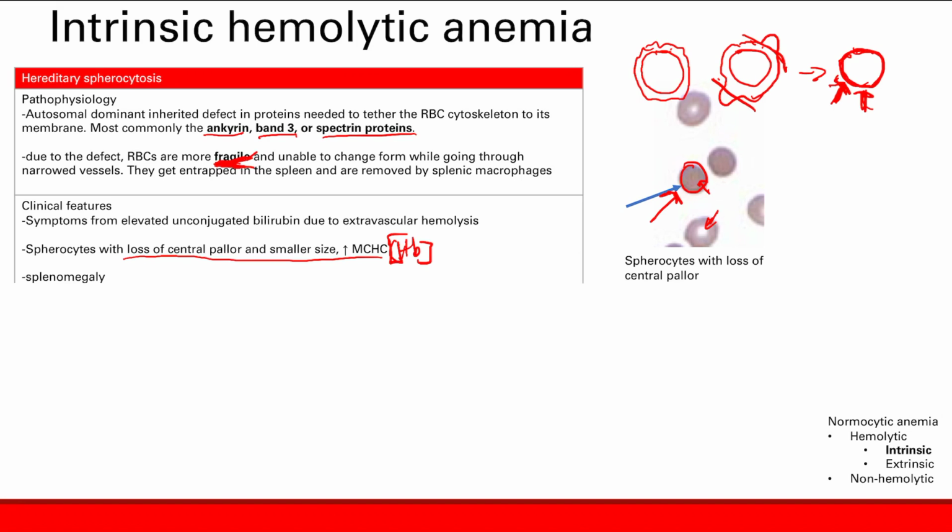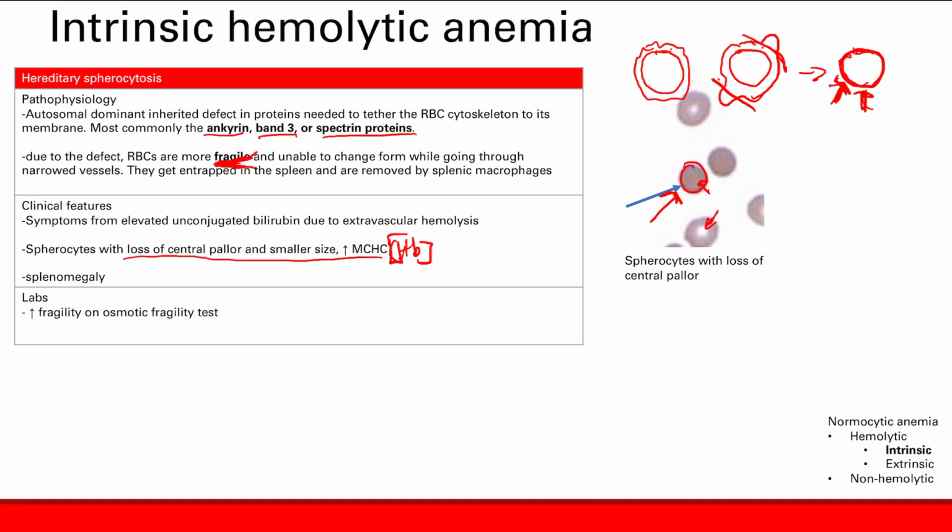Finally, you're going to get splenomegaly. Why are you going to get splenomegaly? Because you have all these red blood cells, all these spherocytes that are stuck in the vessels of the spleen, and they just end up getting trapped there. And so they're going to build up, and they're going to cause swelling of the spleen, and you're going to be enlarged. And finally, the way we diagnose this is with the osmotic fragility test. So there's increased fragility here. I told you this is the key word here, increased fragility.